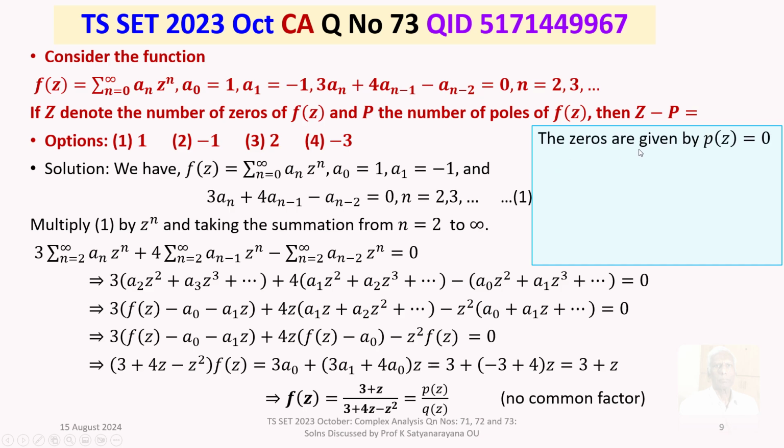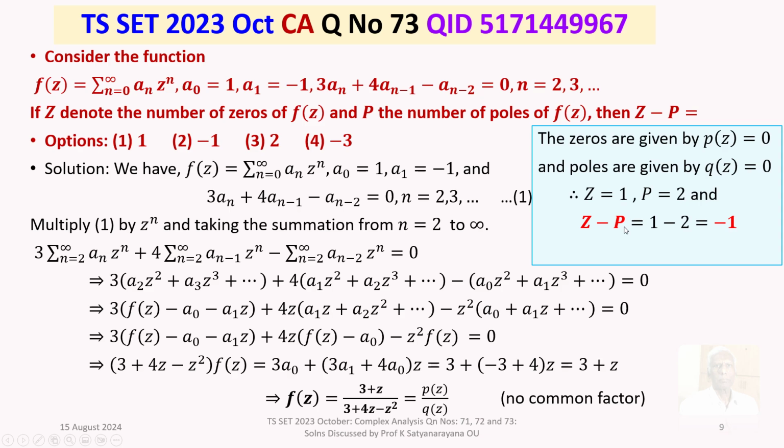The zeros of f(z) are given by p(z) = 0. p(z) is a polynomial of degree 1. Therefore, you will get the number of zeros as 1. The poles are given by q(z) = 0. q(z) is a polynomial of degree 2. Therefore, it will give rise to 2 poles in the Argand plane. So capital Z, the number of zeros, will be 1, and capital P, the number of poles, is 2. Therefore, Z minus P, that is what is required for us, is equal to 1 minus 2, that is equal to minus 1. So the answer to this question is option 2.